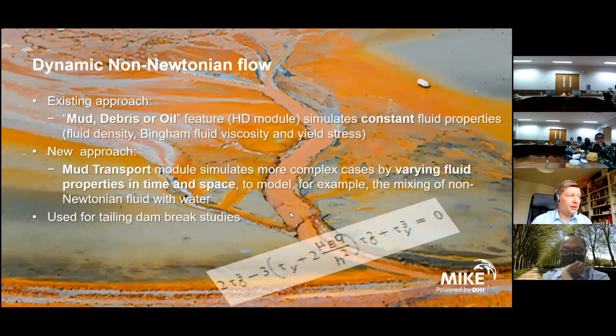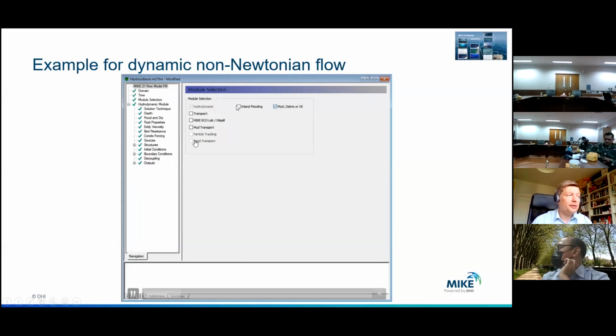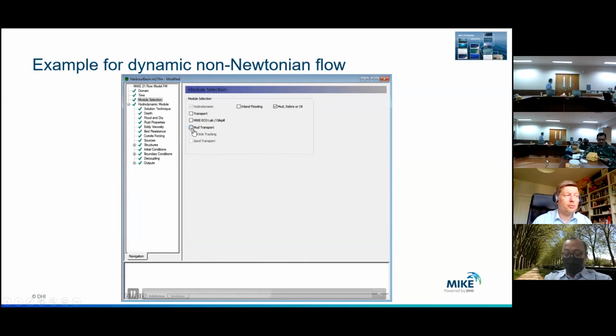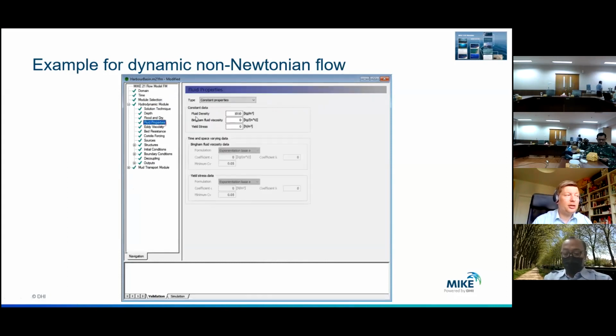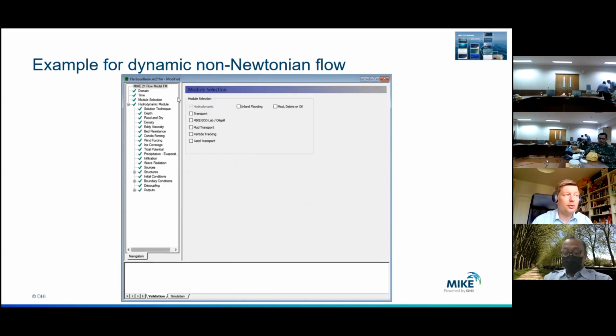We also have the non-Newtonian flow, which is in the transport module, where you can select mud and debris here, and then you can specify the fluid properties, but they were constant. But now, if you also activate the mass transport module, then you can change that property into varying in time and space. And then these empirical functions here deal with the mixing of your mud with water, for example. So the conditions of the flow are not the same. They change during the simulation automatically.